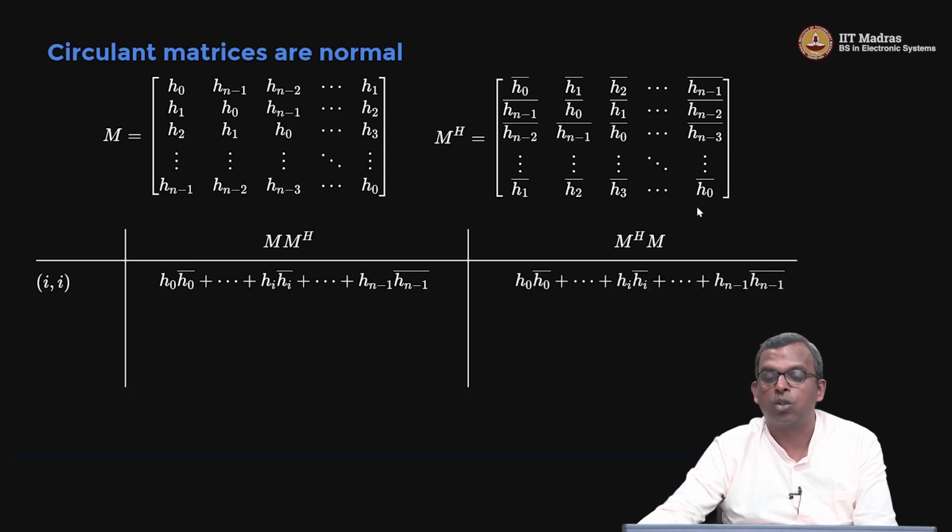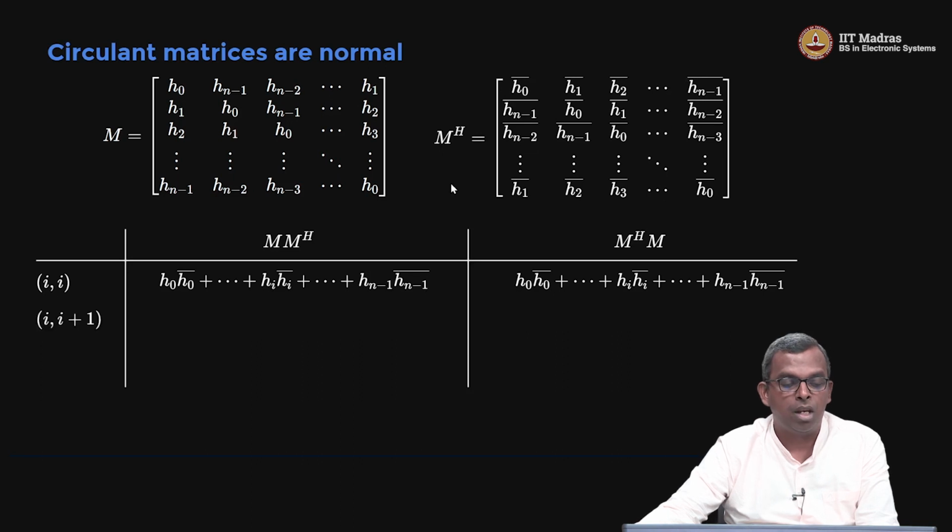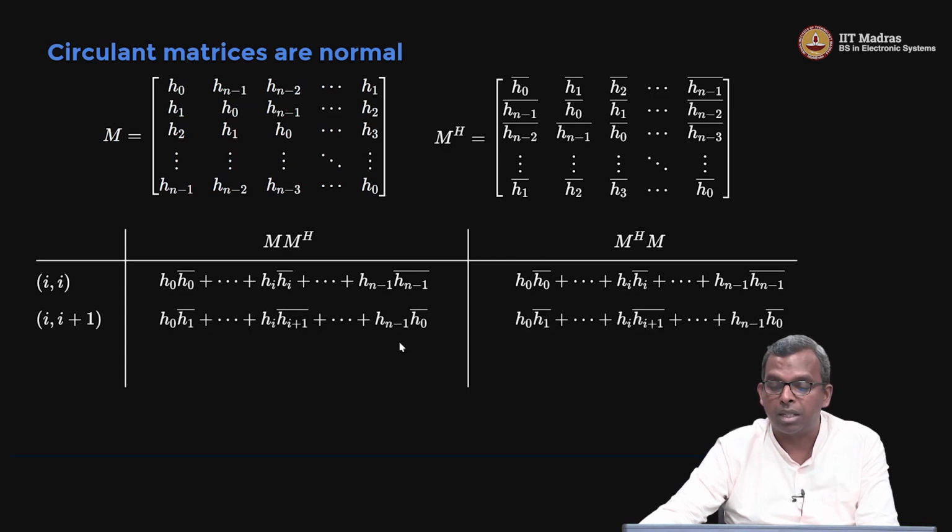So the i, ith term is the same. Curiously, the other one is also the same. I'll leave you to check this. You take the first row of M Hermitian, multiply by the first column here, and you get the exact same expression. You can check that this has to be true. Okay, i, i is the same. You can also do i, i plus 1. First row here multiplied by the second column here. You will see that the expression is exactly the same.